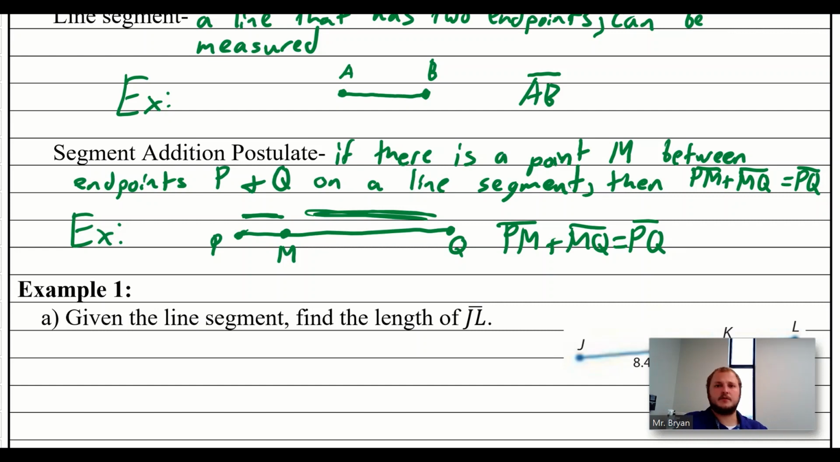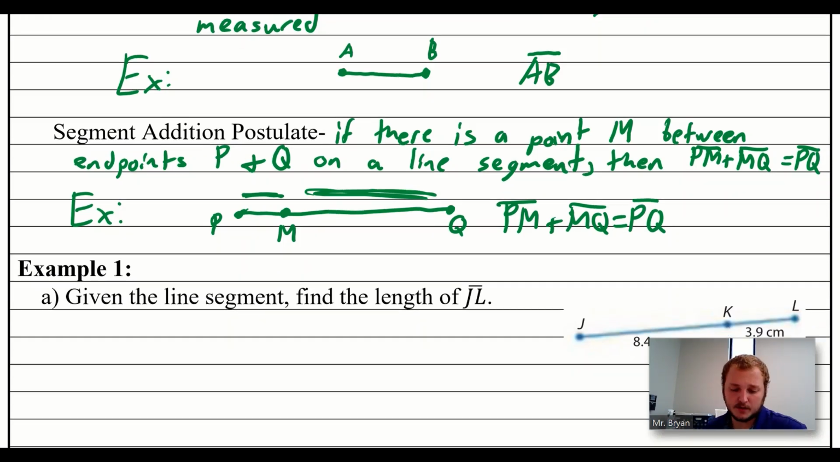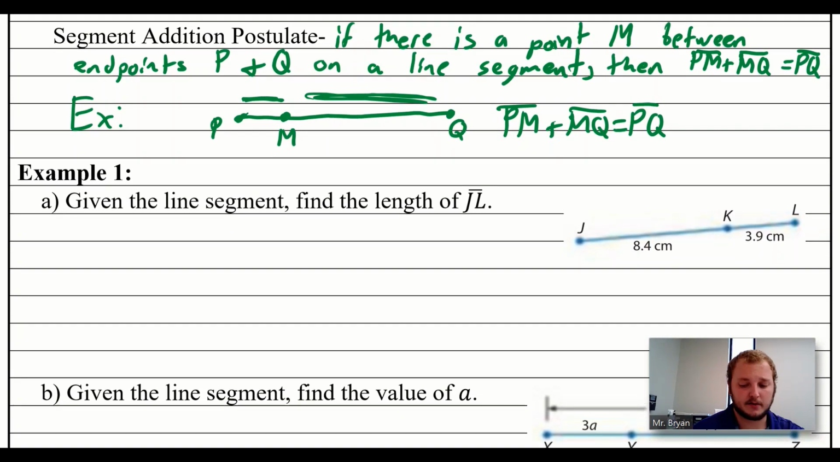Okay, and I do have students for some reason struggle with this at the beginning of the year, but it's just that basic concept. If I'm looking at an entire line and I have just that one point, if I take the two parts of that line and add them together, it's always going to give me the length of the entire thing. Okay, so that is the basic idea. So how do we use that in some problems? Let's look at that a little bit here.